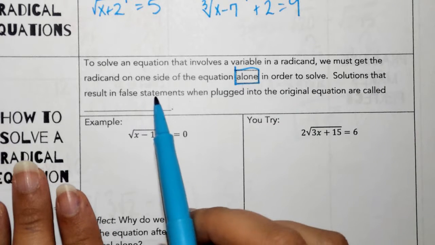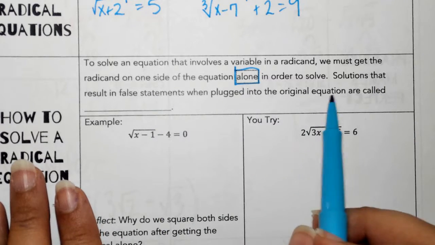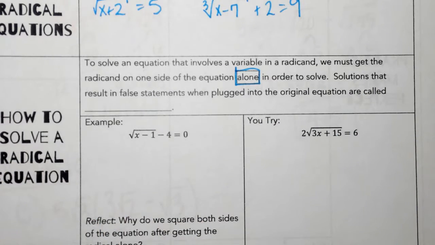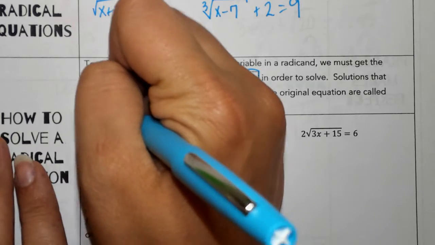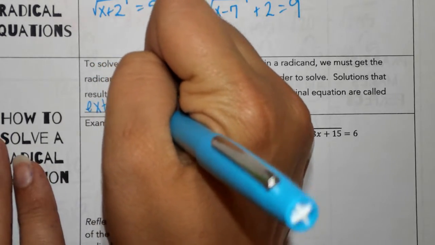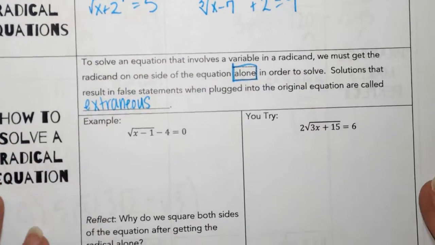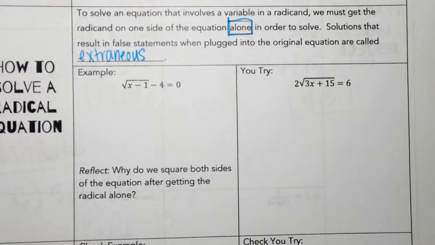An extraneous solution is a solution that results in a false statement when plugged into the original equation. So if you get two answers, because you can, and you plug them in to check, and one of them gives you a false statement, it's called extraneous. Isn't that a lovely word?